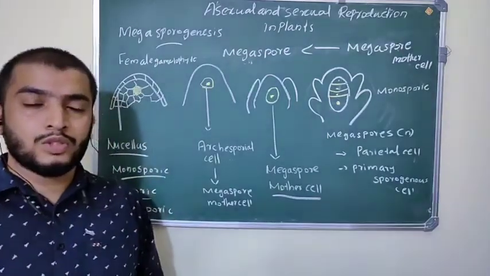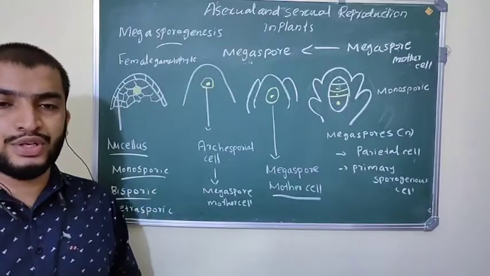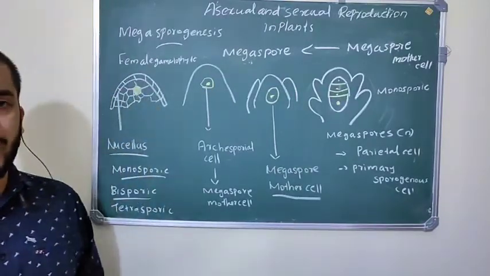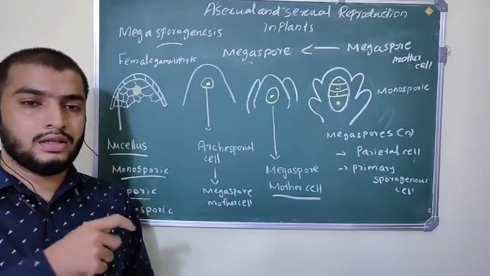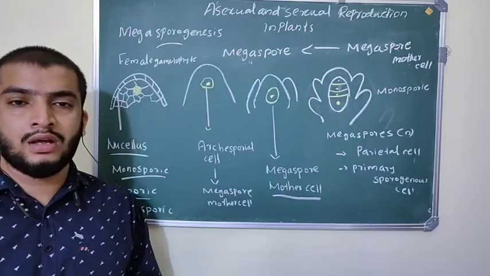Okay, monosporic type of development is present in Polygonum species, bisporic type of development is present in Allium species, and tetrasporic type of development of embryo sac is present in Peperomia.